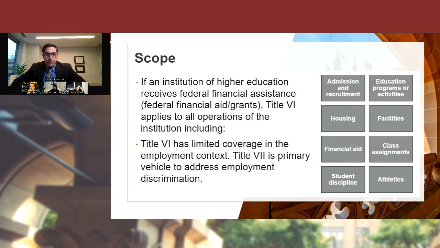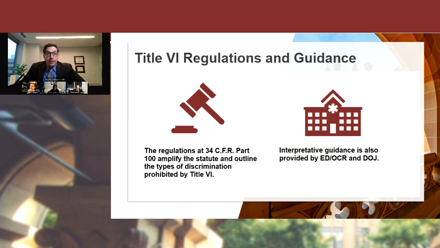As I said, Title VII in the same act is the primary vehicle to address employment discrimination, but it does have a limited context. For the most part here, what we're going to be talking about is discrimination based on race, color, national origin in the student context, in the context of those things in the boxes on the right of the screen. Title VI's regulations are outlined at 34 CFR Part 100.